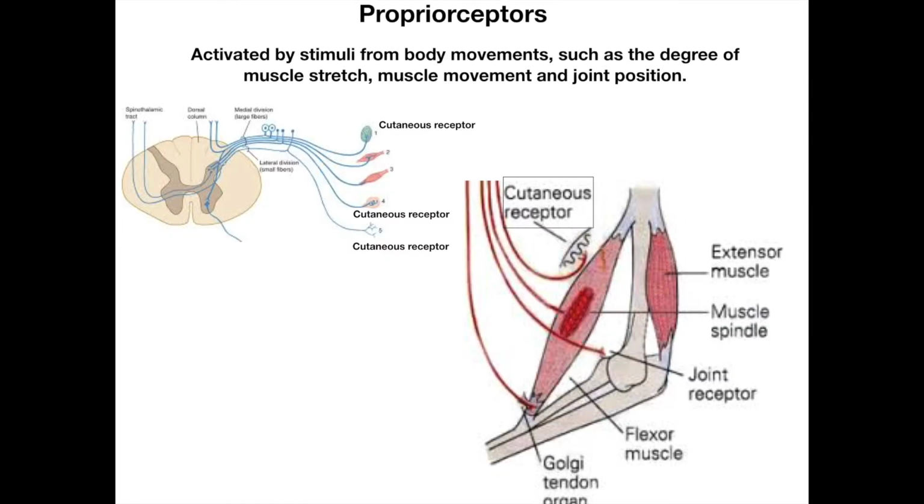These sensory receptors are called proprioceptors and are activated by stimuli from within the body, such as degree of muscle stretch, muscle movement through receptors in the tendons, and joint position. Three types of proprioceptors are shown. The first are the stretch receptors in the muscle spindles. The second are the Golgi tendon organs that measure muscle movement. And the third are receptors in the joints that measure the position of a limb.